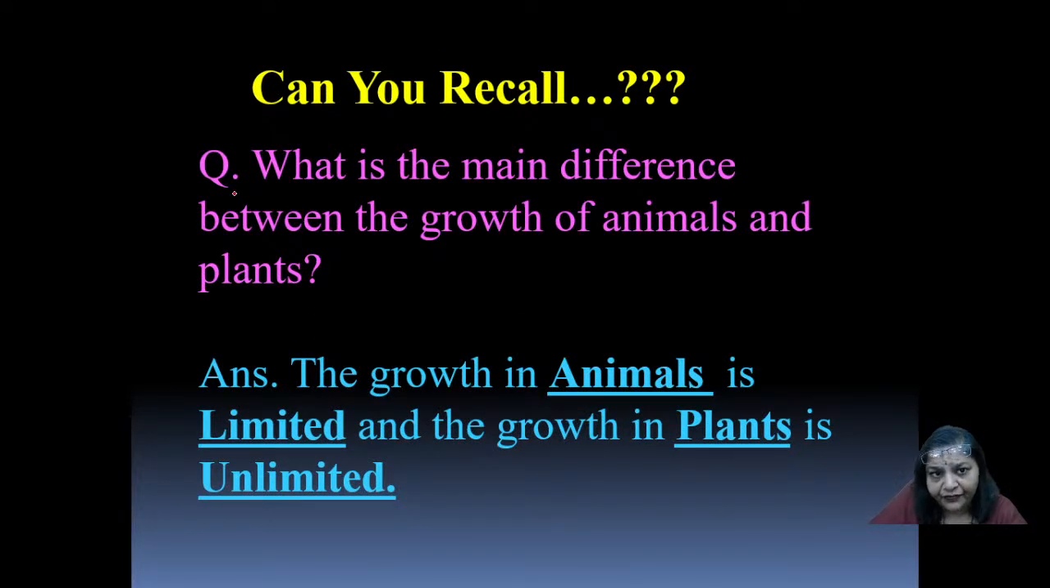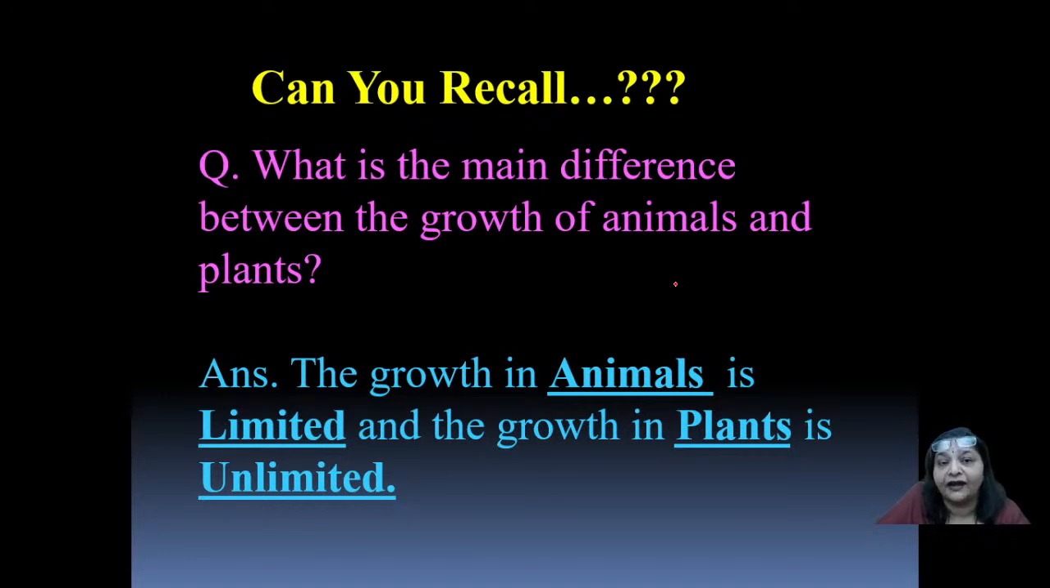Before we start, can you recall what is the main difference between the growth of animals and plants? Have you ever thought about it? Yes, you have learned about it, so you can recall. Actually, if you see the growth in animals, it is limited. For example, take a cat or a dog, it grows to a certain height, shape and size, and after that you don't find any kind of vertical growth.